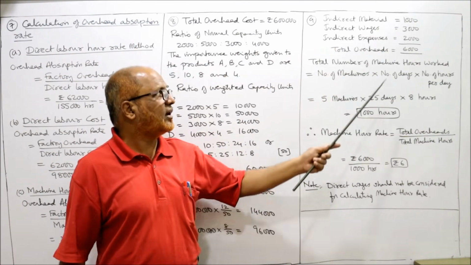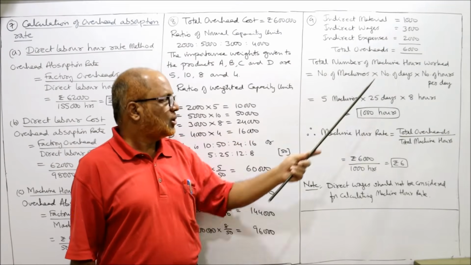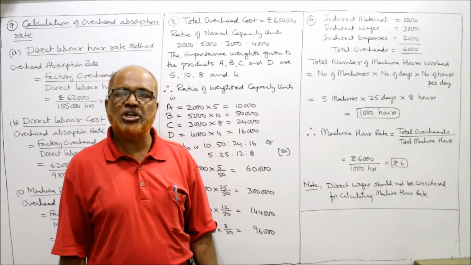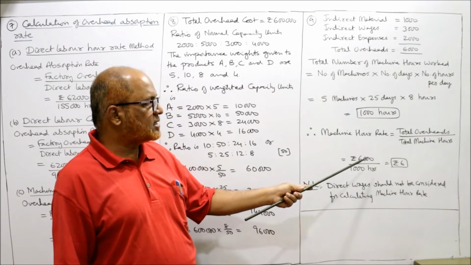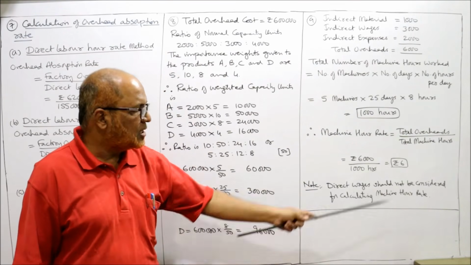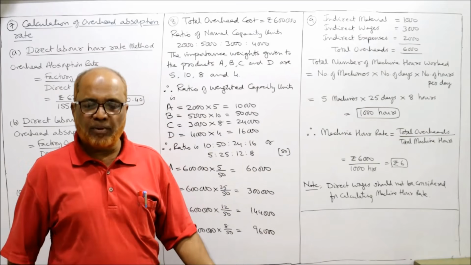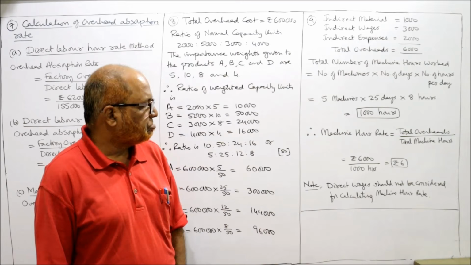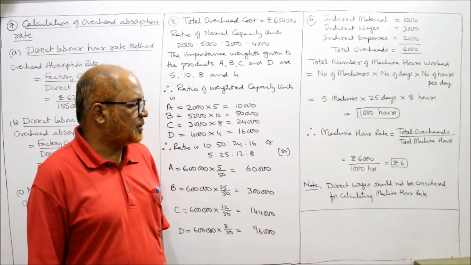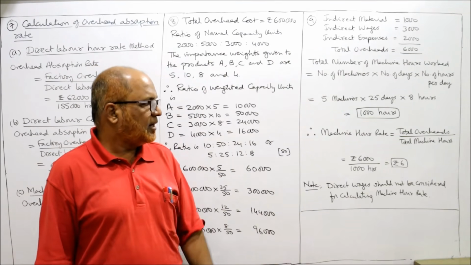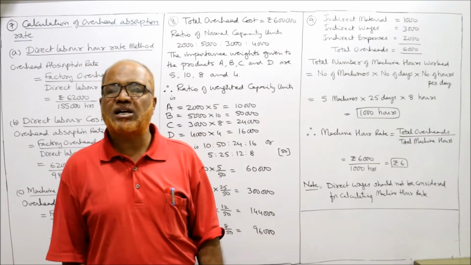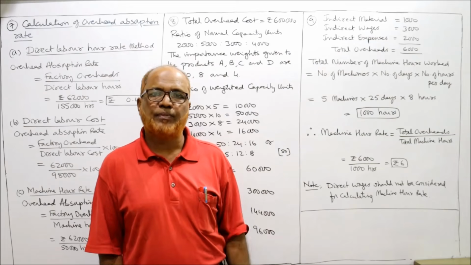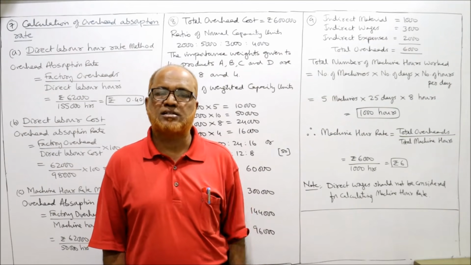And overheads in one month are 6,000. So machine hour rate is equal to total overheads divided by total machine hours. Total overheads are 6,000, machine hours are 1,000, so 6 rupees per hour. Machine hour rate is 6 rupees. Note, direct wages should not be considered for calculating machine hour rate because it is part of prime cost. It will not come under overheads, that's all.